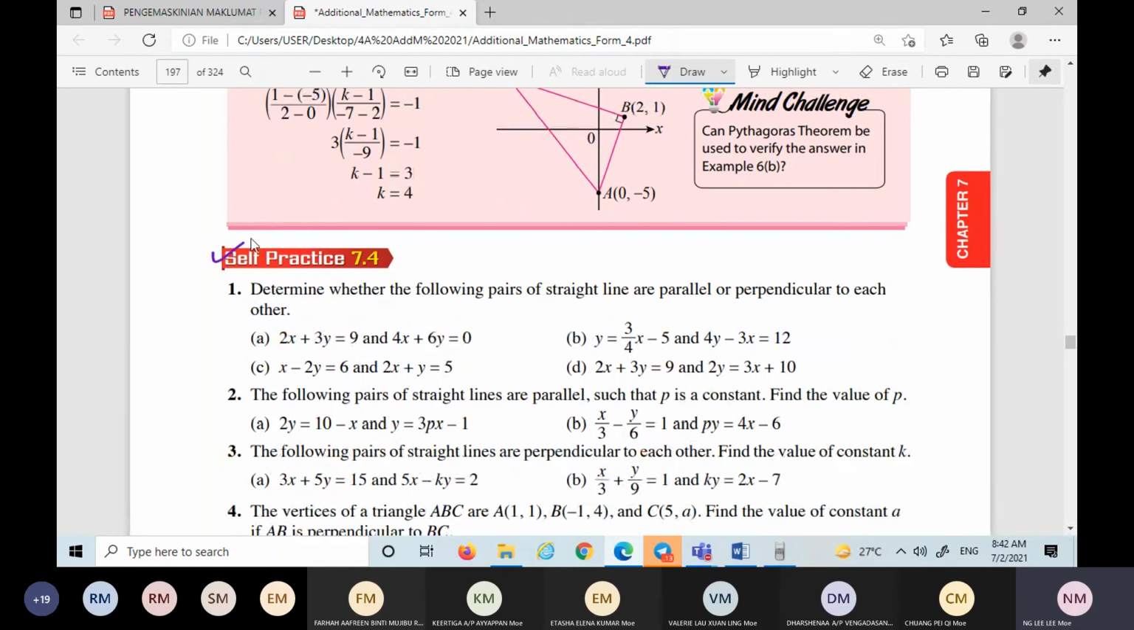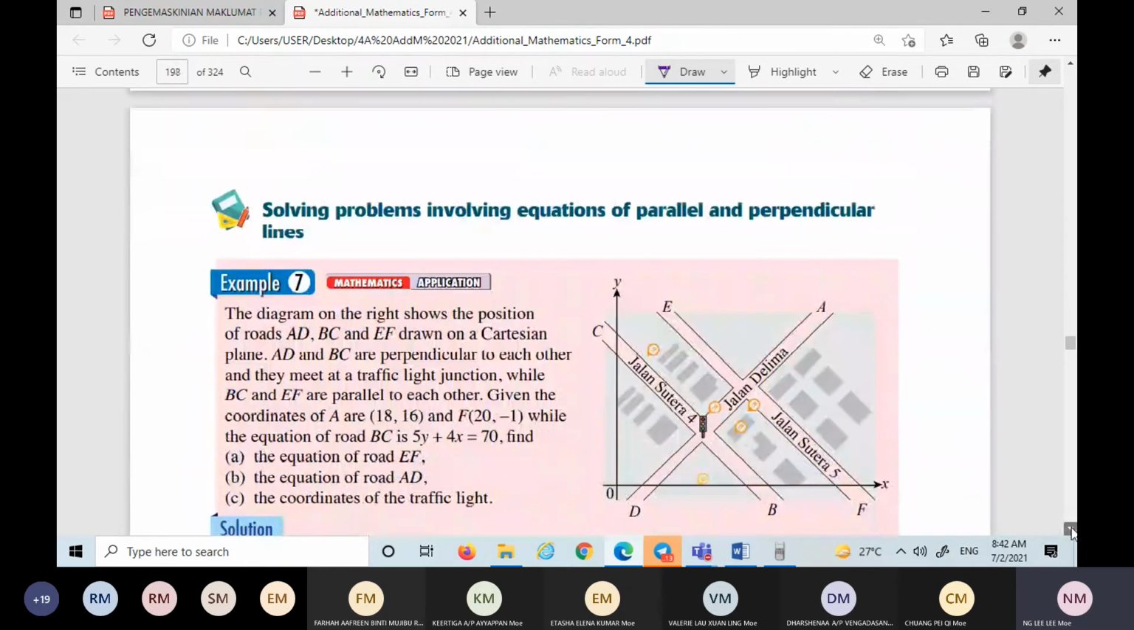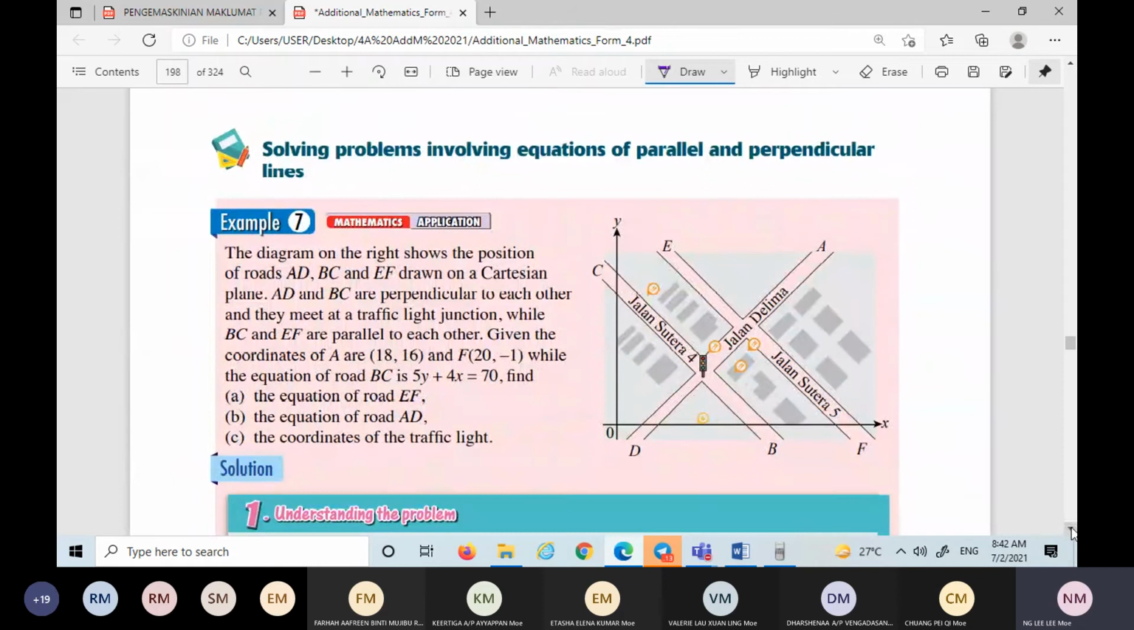This one will be your another homework. Now we look at these questions, example 7.